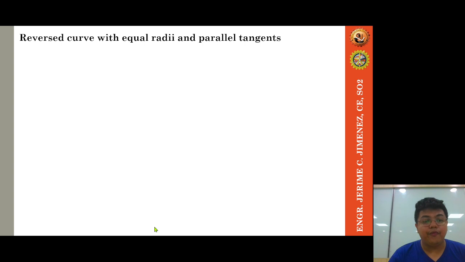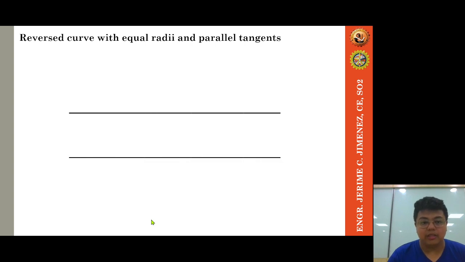Okay? So first type. So we have here the reverse curve with equal radii and parallel tangents. So how do we draw this reverse curve, the equal radii and parallel tangents? So first, we draw the parallel tangents. Okay? So this will be your back tangent and this will be your forward tangent.